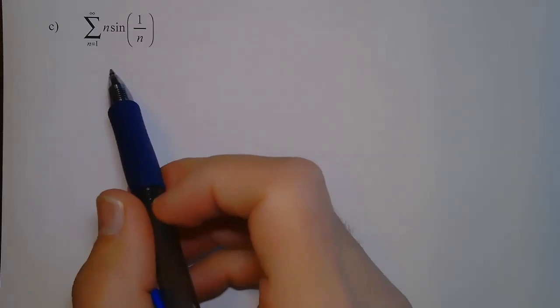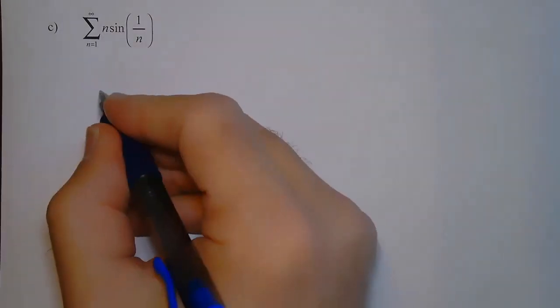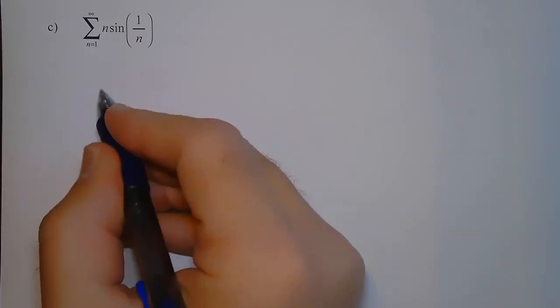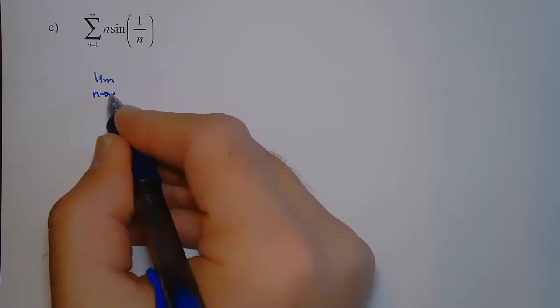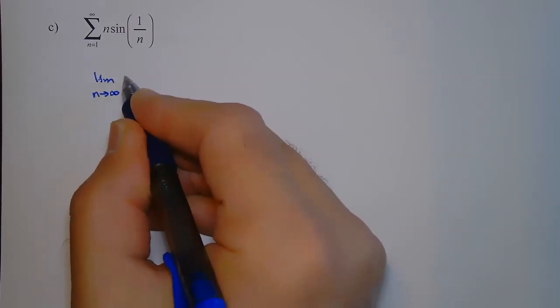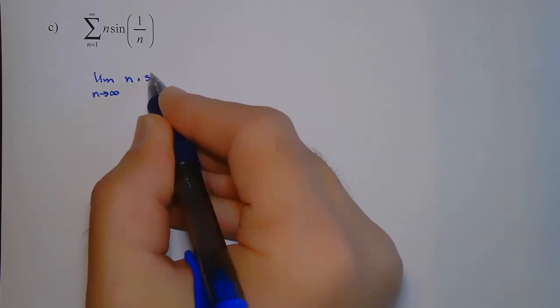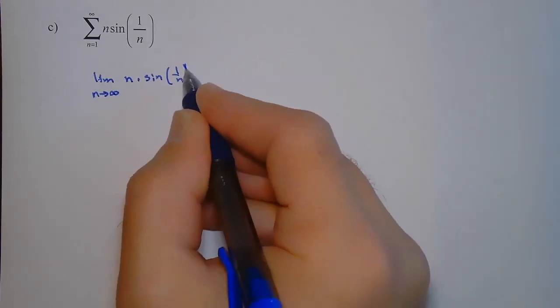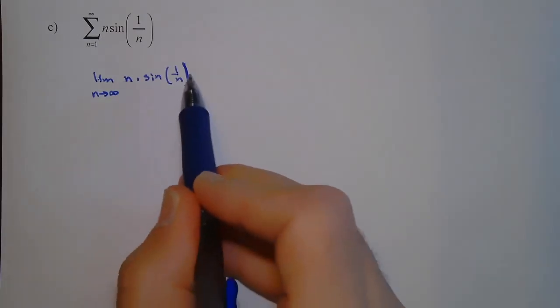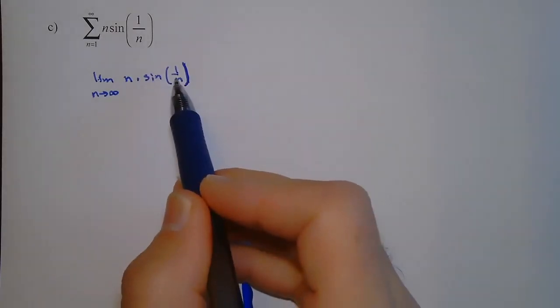So what happens if we take the limit as n goes to infinity of n times sine of 1 over n? That should be a parenthesis, not an absolute value. I'm thinking this should come out to be a number that's not equal to 0, because this is going to be like infinity times 0. So we should be thinking maybe L'Hopital's rule.